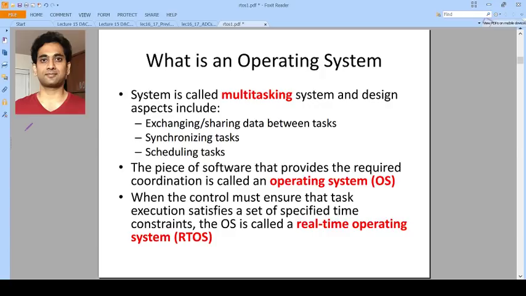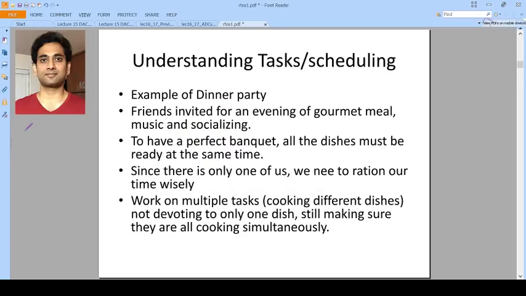So let us define a real-time operating system here. When a control system must ensure that the task satisfies a set of very specified time constraints, then such an operating system is called a real-time operating system. Okay, so an operating system with very tight time budget, time constraints, that is a real-time operating system. And we encounter real-time operating systems from time to time in safety critical applications where time is of the essence.